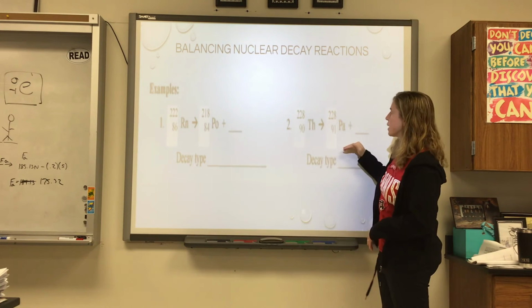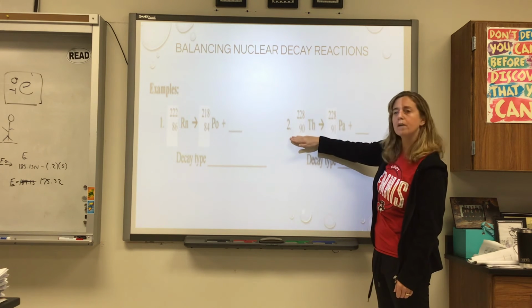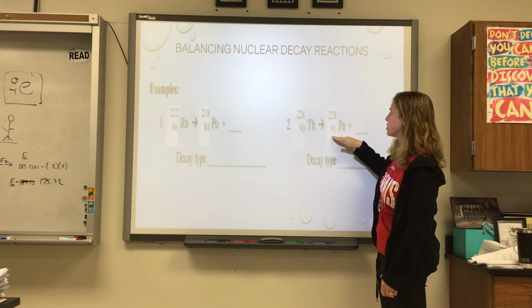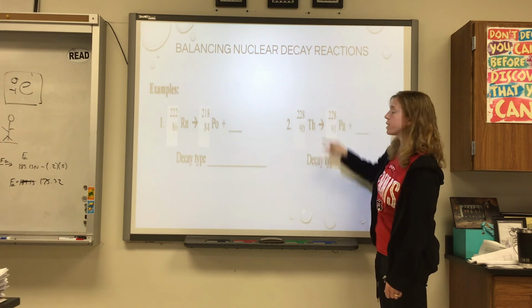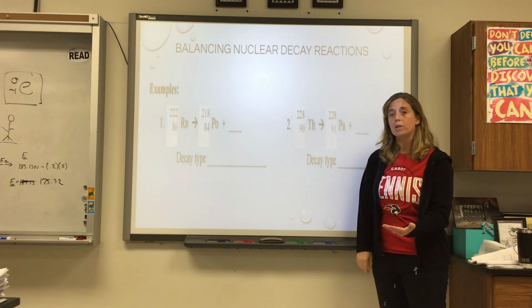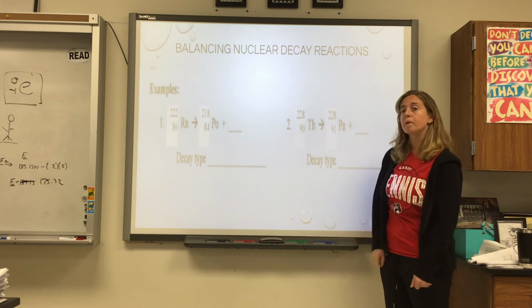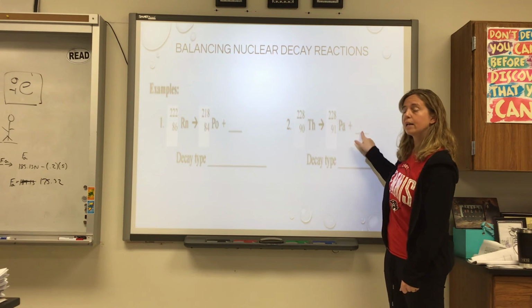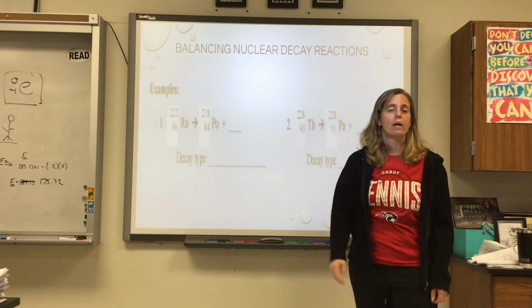Okay, looking at the second example, you have thorium-228 with an atomic number of 90. You still have 228, but now you have an atomic number of 91, which is protactinium. So what kind of decay happened here? Well, we added a proton. That means my particle here should have been a beta particle. So I should have written a 0, a -1, and e for the electron, and the decay type would have been a beta decay.